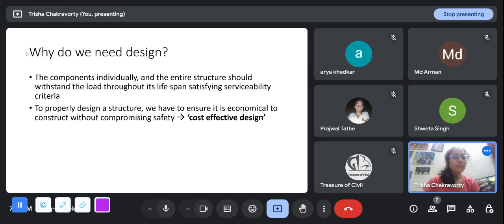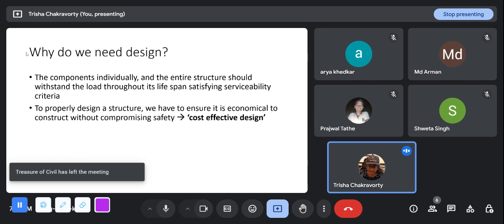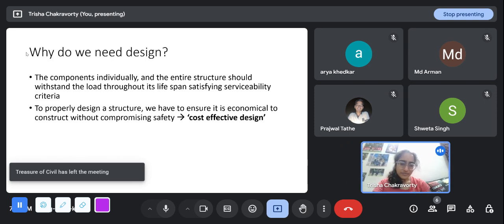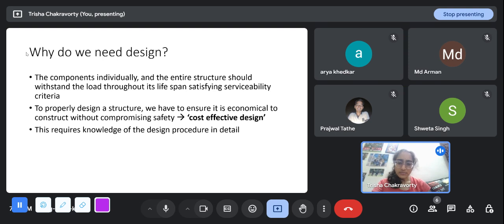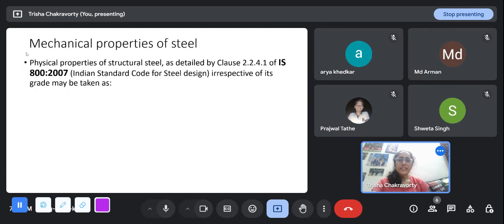But we cannot keep on doing that. We have to draw the line somewhere, because as we make it safer, the cost of construction is also going to increase. So we have to strike a balance between the two, and the art of doing that is called making a cost effective design. And for that we need to know the design procedure in detail.